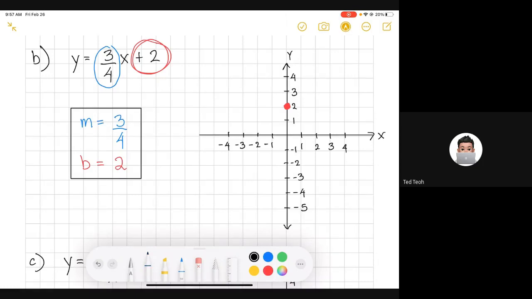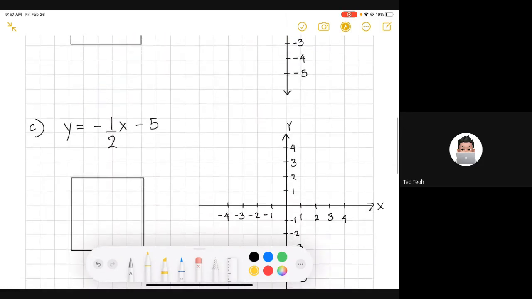Remember the slope is rise over run, and I'm always going to run to the right. From the y-intercept, I'm going to go up 3, and then I'm going to run 4 to the right: 1, 2, 3, and 4. And then I'm going to put a dot where that ends up. The last step is to draw a line that goes through both points. Okay, let's try another example.